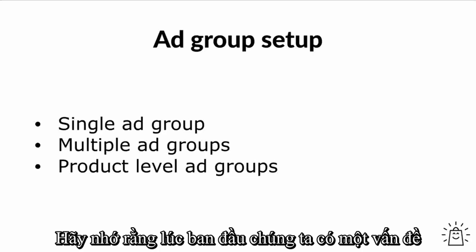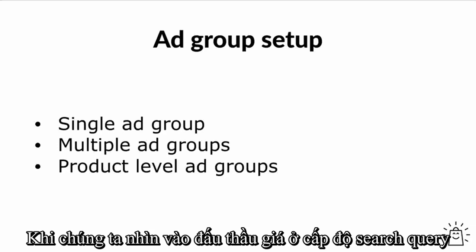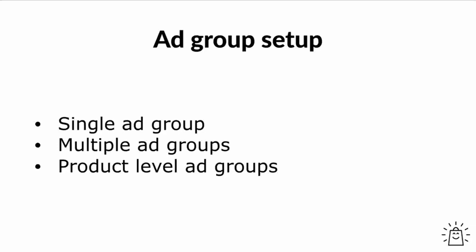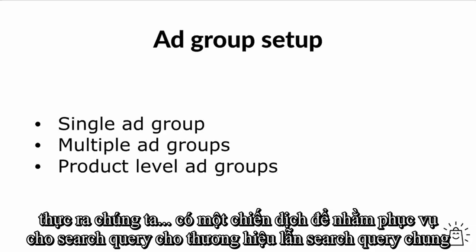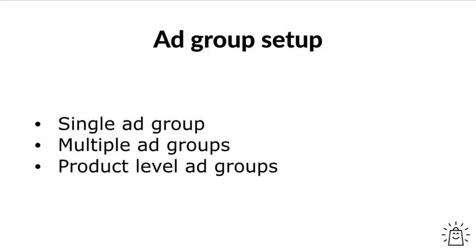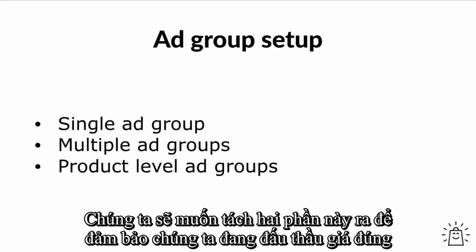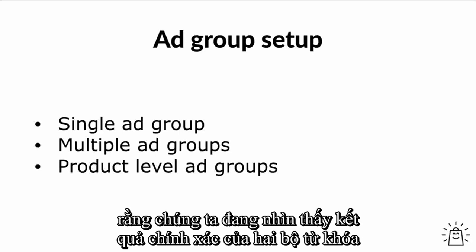So remember that in the beginning we had a problem. When we looked at the search query level bidding, we had one campaign which was serving both branded and generic search queries. And we wanted to split these two to make sure that we were bidding right or looking at the performance right for both sets of keywords.